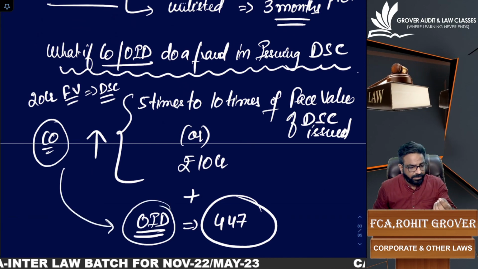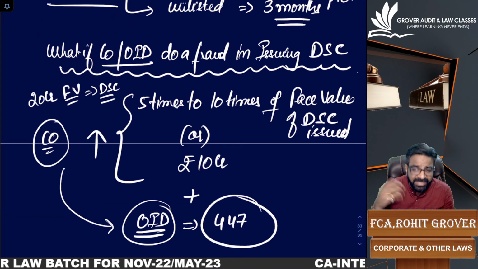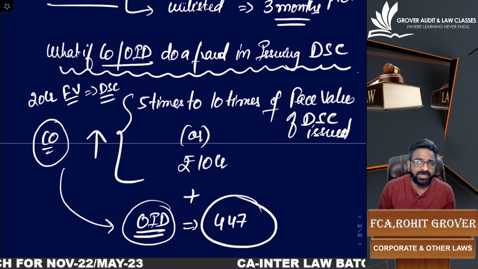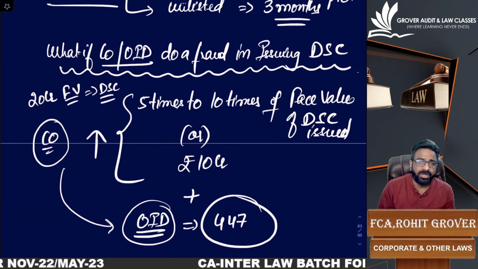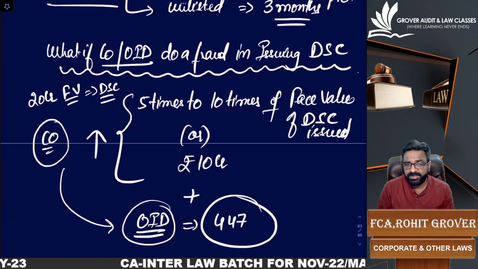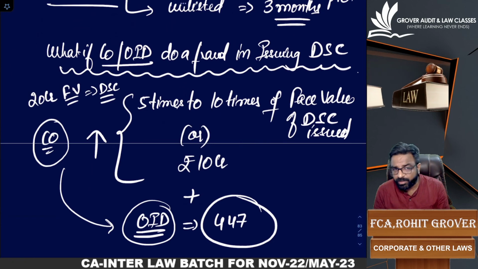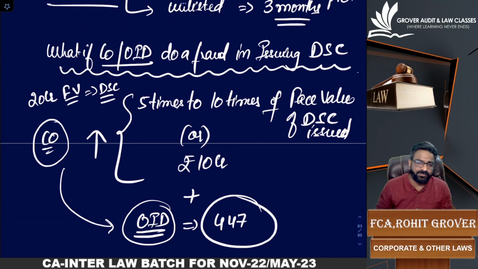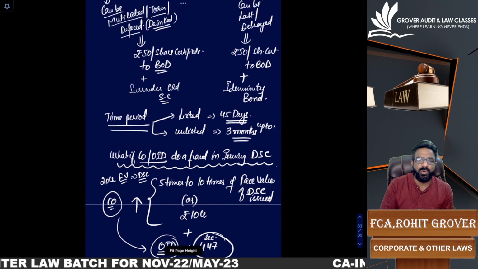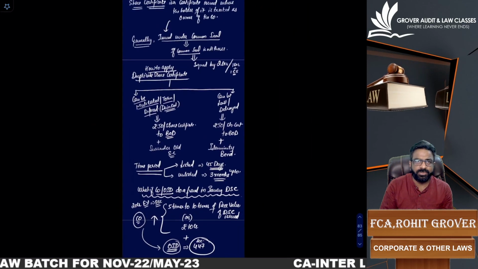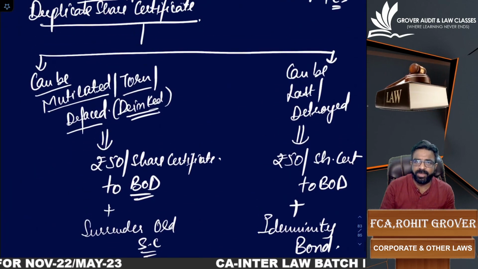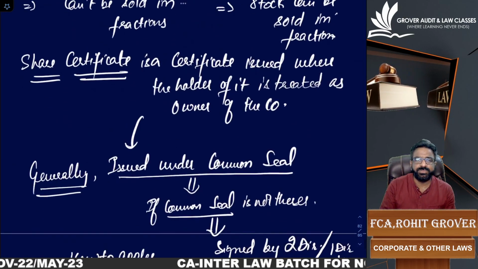Is it clear to all of you? So the Companies Act is very serious when it comes to duplicate share certificates. If you dare to issue duplicate share certificates in a fraudulent manner, 5 times to 10 times the face value of the securities will be the punishment. It will be compared with 10 crores, whichever is higher, plus officers in default will be penalized under section 447. This is what you should know about share certificates. If these questions come in the examination, will you be able to handle them? So this is what we mean by share certificate.